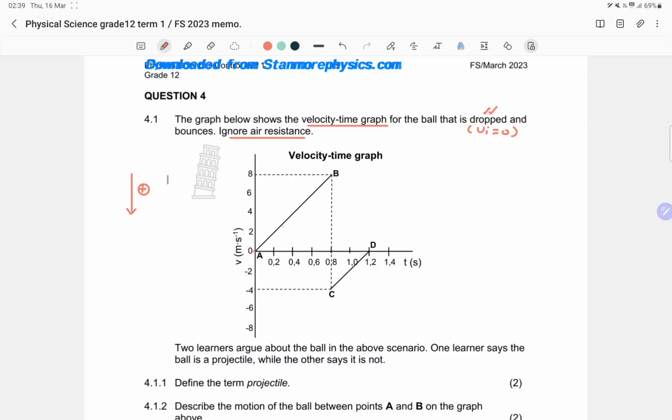So this ball will drop from this height, drop down to the ground and hit the ground with the velocity of 8 meters per second down. So this is ground. My ground doesn't look right.